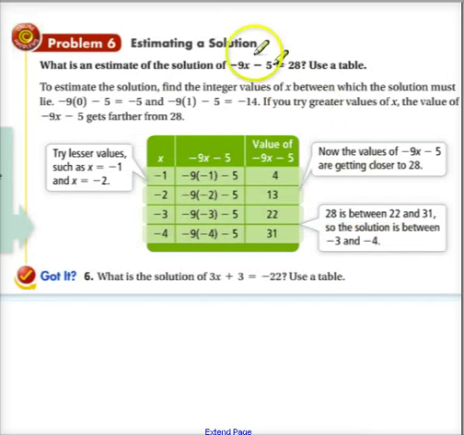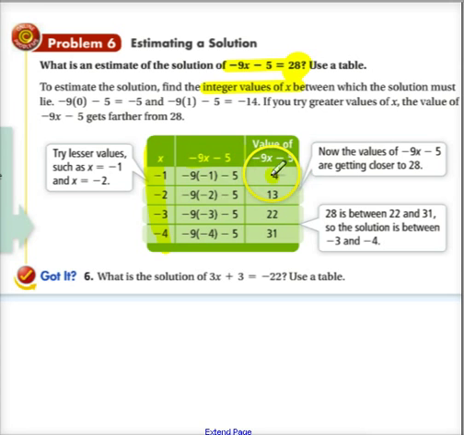Our final example is when you're estimating a solution. To estimate a solution, find integer values of x. So what are you going to plug in for x? That will help you find your target answer. So same thing as the last example, except this time we're not going to get an exact answer. So here's our equation, negative 9x minus 5. We plug it in the middle of our table. We choose the values for x and we plug them in.